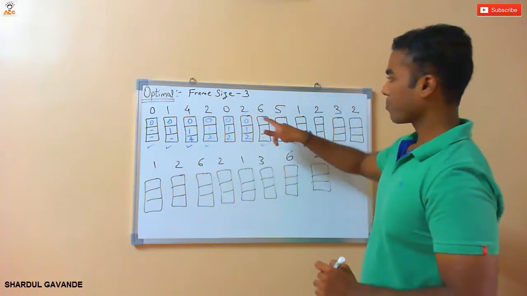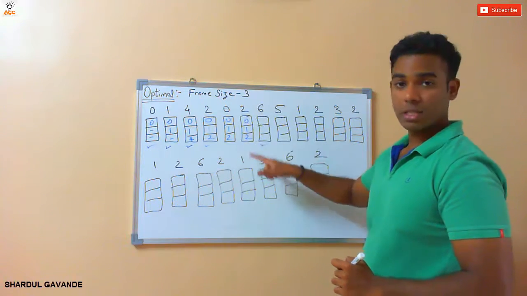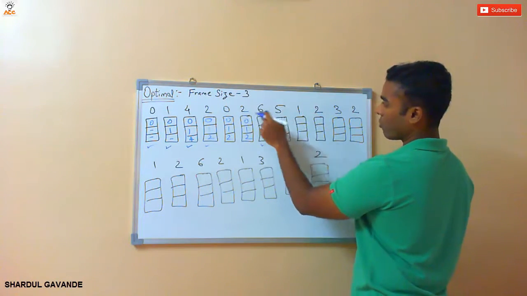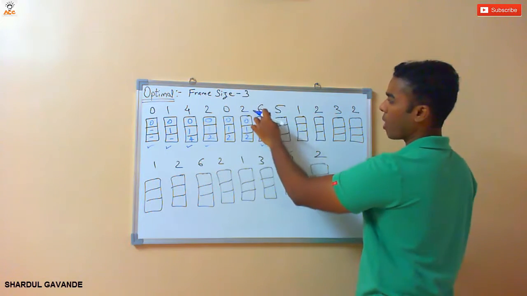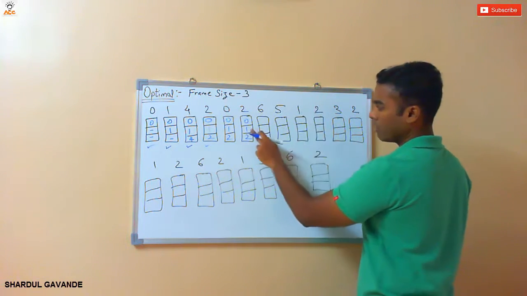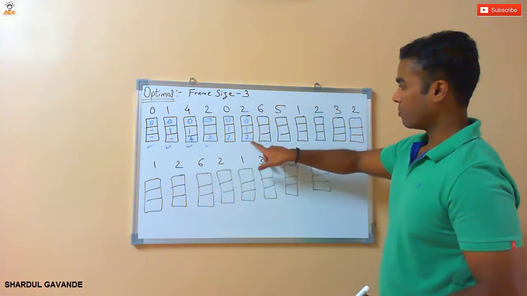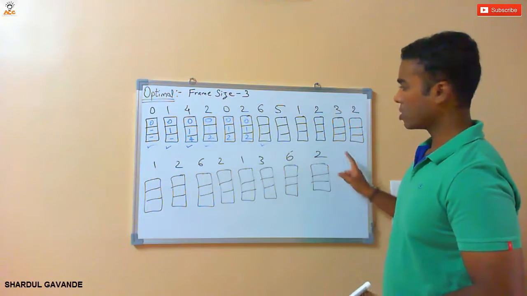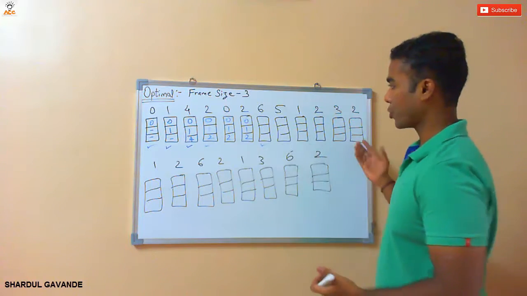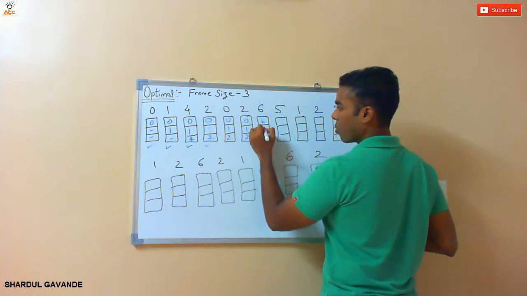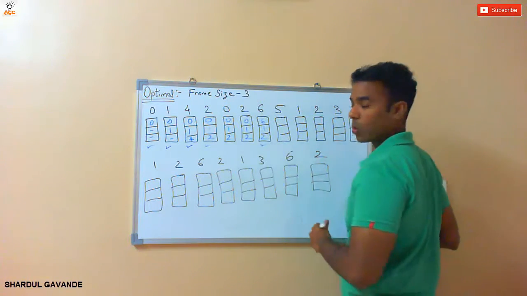Now check whether we will require any of these numbers in the future. For the next 4 subsequent numbers, 1, 2, 3, 4, we will require 1, and we will require 2, but number 0, I guess, we don't require in the future. So let's replace number 0. So 6, 1, 2.